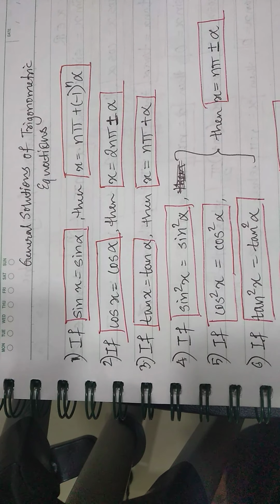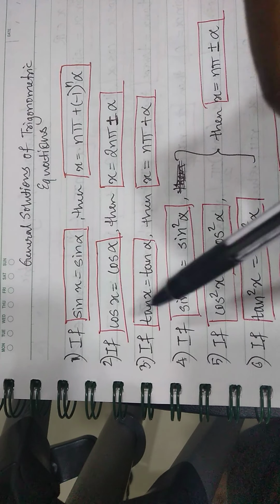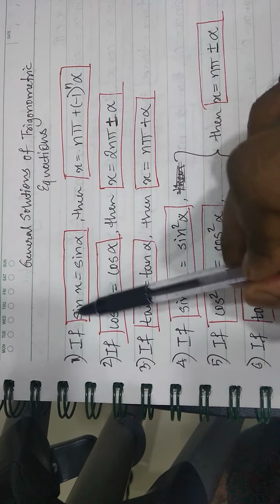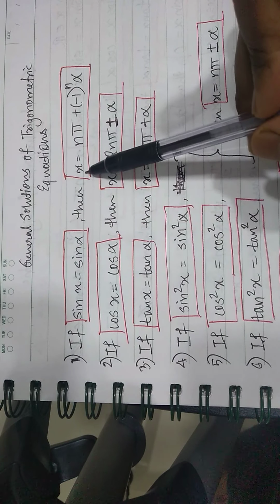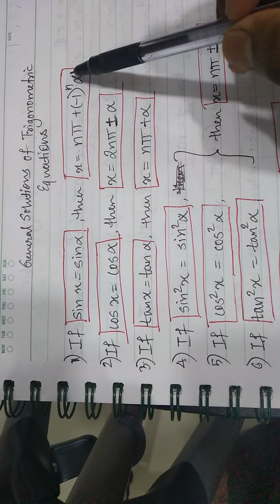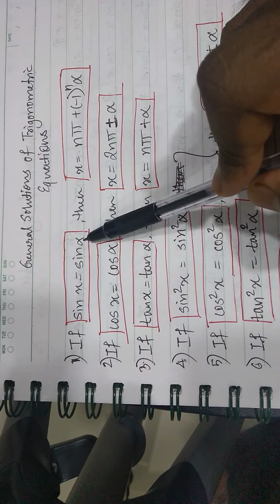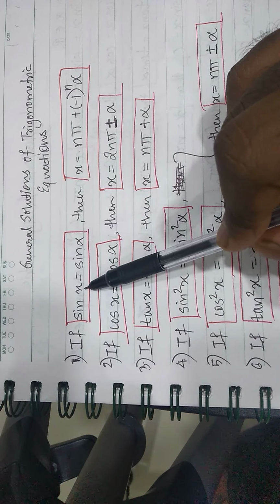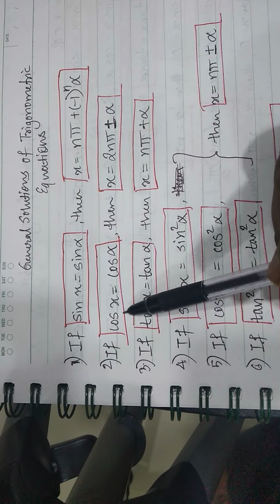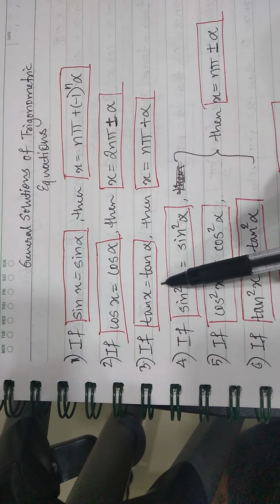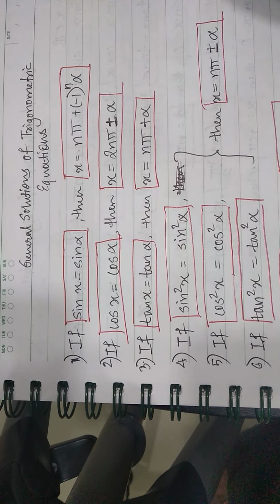Okay, so now I'll help you understand the formula very quickly. So you have sine x equal to sine alpha. If your equation is of this form, then the solution is going to be x equal to n pi plus minus 1 raised to n alpha. Alpha is actually an angle which will be known to you. X is the unknown. Similarly for cos x equal to cos alpha, this will be the solution. Tan x equal to tan alpha, this will be the solution.